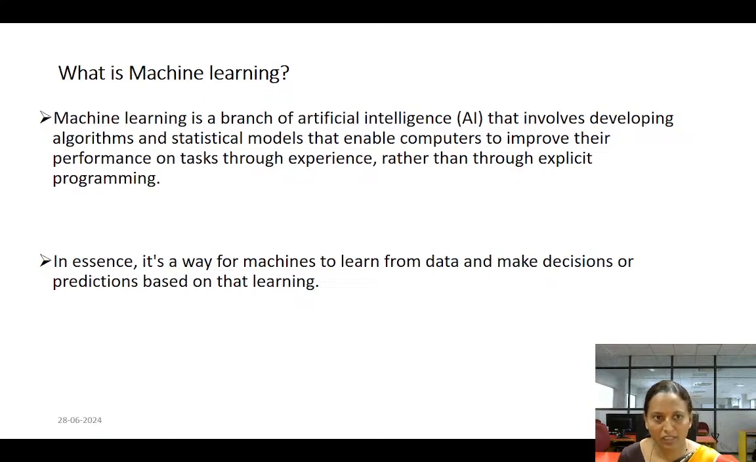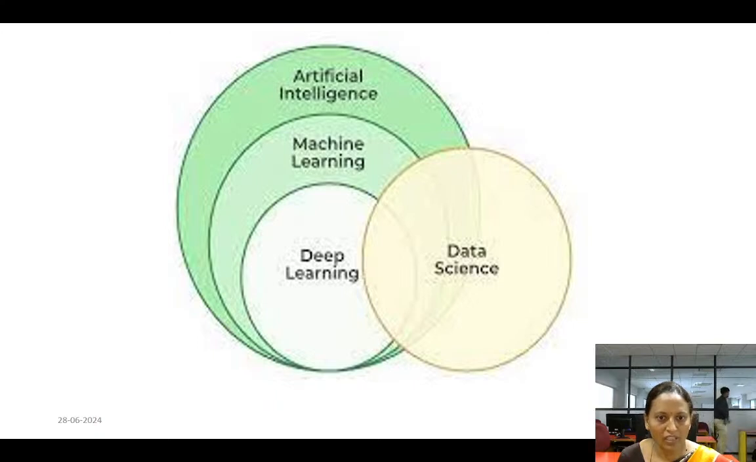Now we start with the basic concepts as per the syllabus. We have the introduction to machine learning, where we will deal with what machine learning is. It is a branch of artificial intelligence that involves developing algorithms and statistical models that enable computers to improve their performance on a task through experience rather than explicit programming. The essence is to learn from the data and make decisions and predictions based on the learning. The concepts of artificial intelligence, deep learning and data science are all clubbed together, but in this course we will cover machine learning under artificial intelligence.